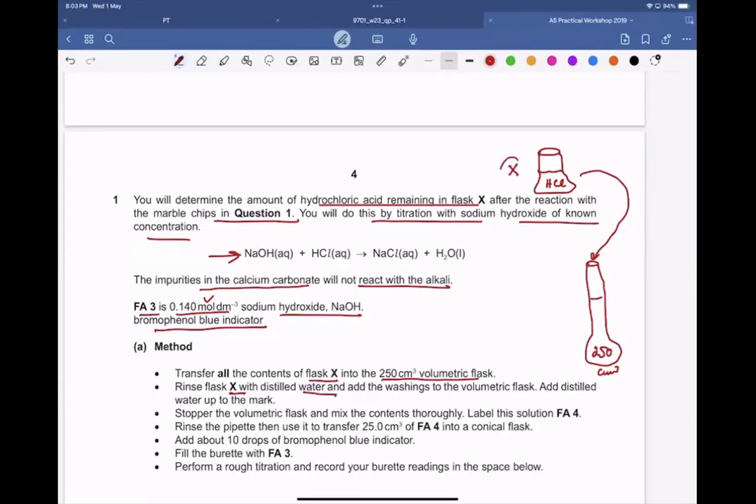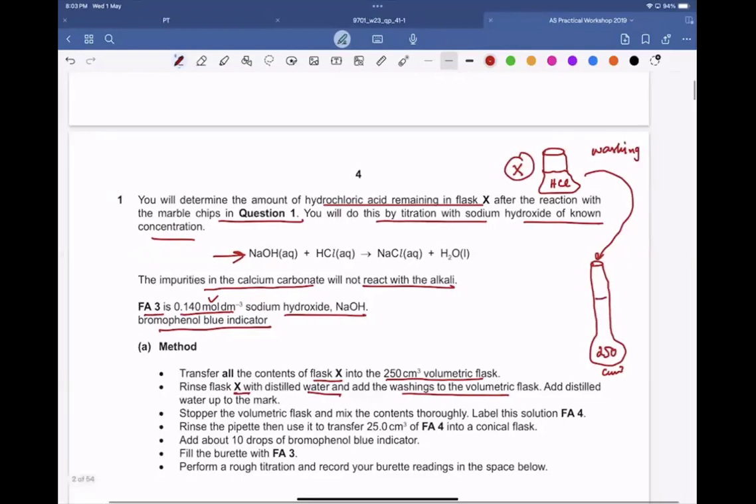They are talking about this flask X. And add the washings to the volumetric flask; the washings as well have been added to the volumetric flask. Add distilled water up to the mark. Till this mark, we have to fill the distilled water. If they ask you to add several drops, 5 to 7 drops would be enough. Stopper the volumetric flask and mix the content thoroughly. Label this as solution FA4. So see, this is FA4.